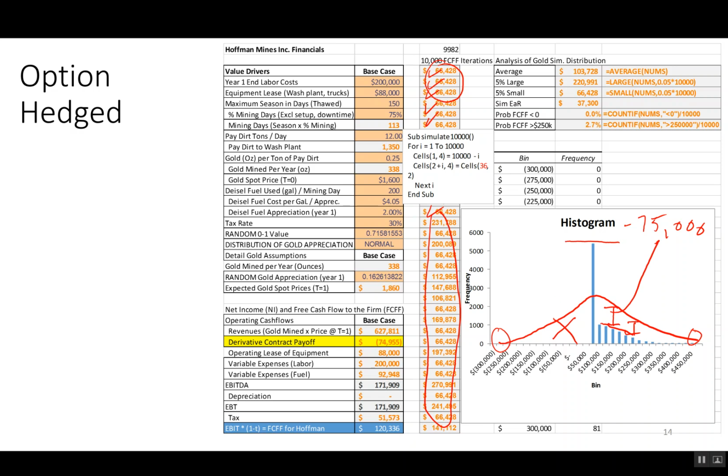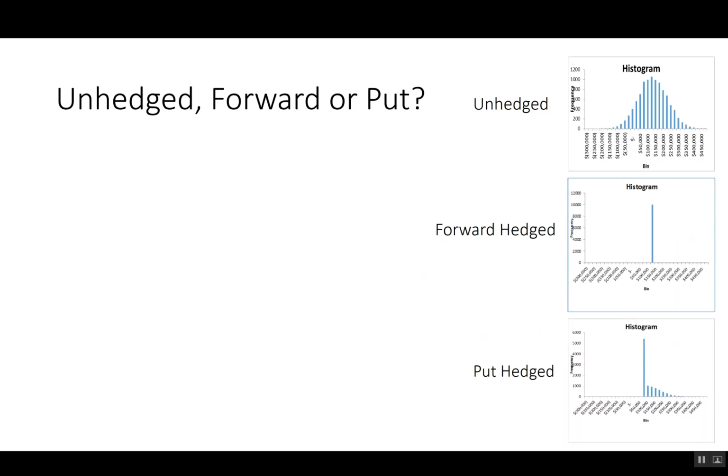So here's my choice if I want to hedge with a forward or a put. If I don't hedge, I have exposure. If I use a forward contract, as long as quantities don't vary, I always get the same amount. And if I get a put option, I get that same amount minus $75,000. Notice that this is a little lower than this. However, I still have some upside.